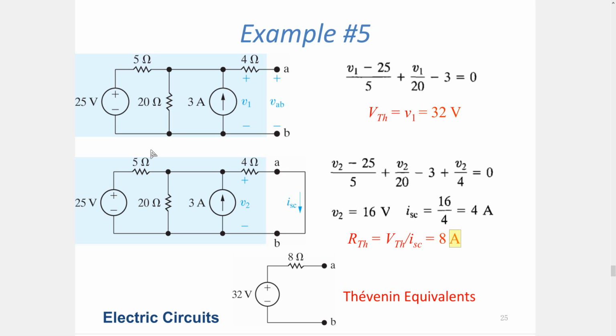If you know the Norton equivalent, you can create the Thevenin equivalent. If you know the Thevenin equivalent, you can create the Norton equivalent by source transformation. So this is, as I mentioned before, a bilateral relationship, which makes life easy. Depending on the scenario, you can use whichever one provides more advantage to you. All right.